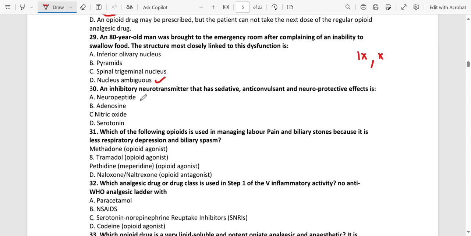30 is saying an inhibitory neurotransmitter that has sedative and anticonvulsant neuroprotective effect is neuropeptide, adenosine, nitric oxide, or serotonin. Now, just them saying inhibitory, you know the inhibitory transmitters. If you are only, how many? Is it three? Anyone who can name the three inhibitory neurotransmitters, the important ones?